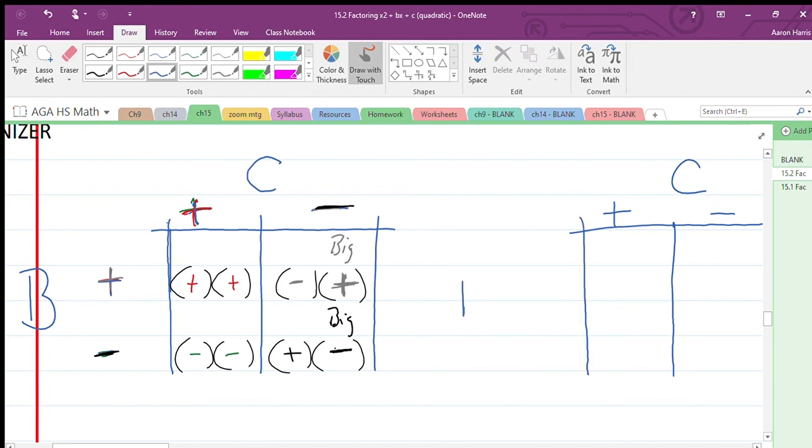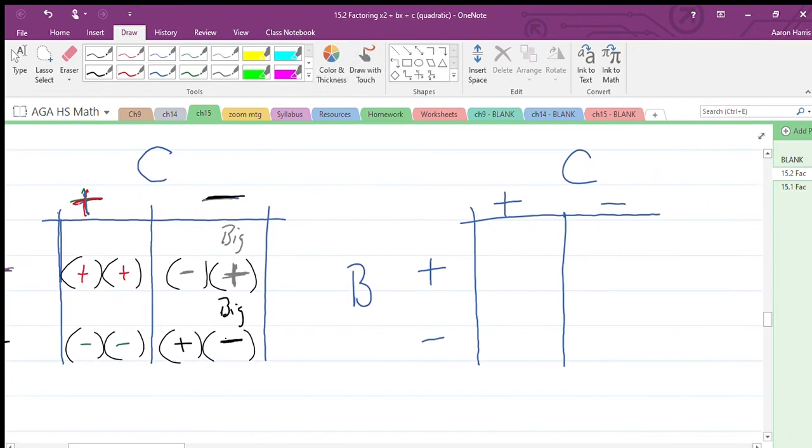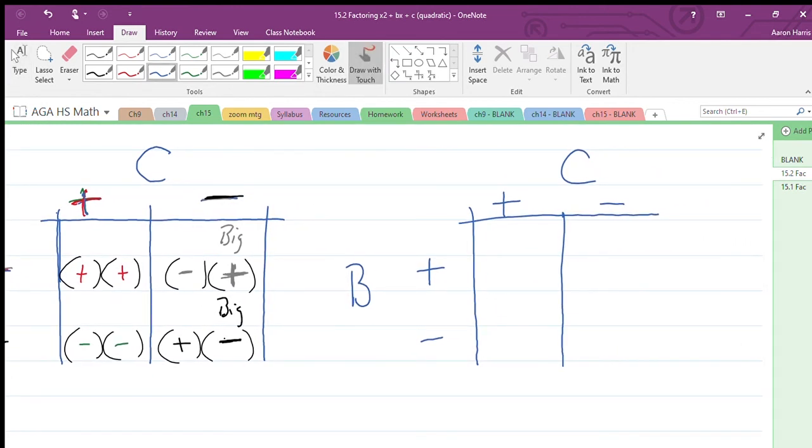B, when it's positive or negative. The result for me will be positive and positive. When C is positive, B is positive. When C is positive and B is negative, I'm going to get a negative and a negative.